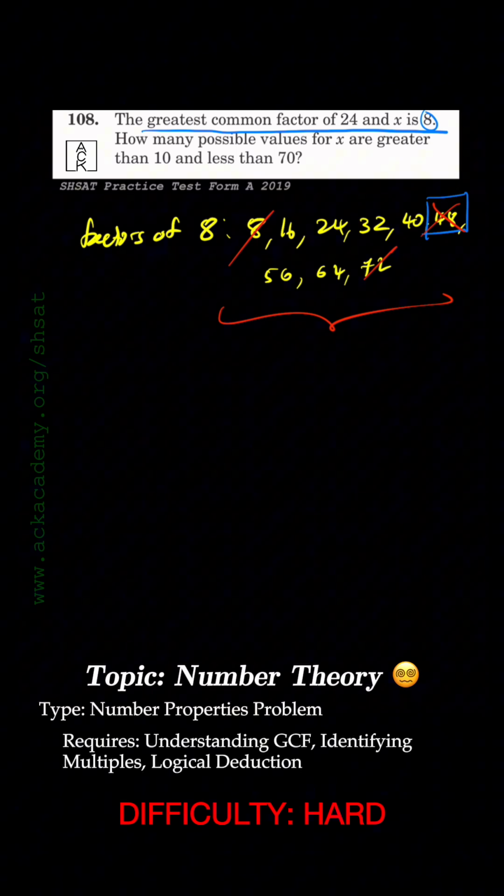And we also have 24, right? So let's exclude that as well because it's already included here. So we're left with 1, 2, 3, 4, 5. So the final answer is 16, 32, 40, 56, and 64.